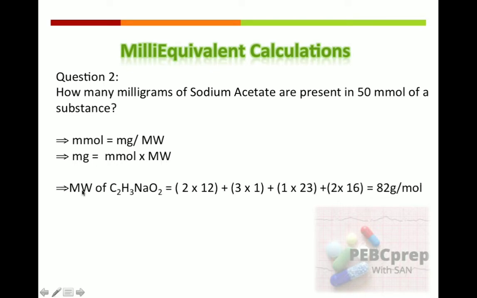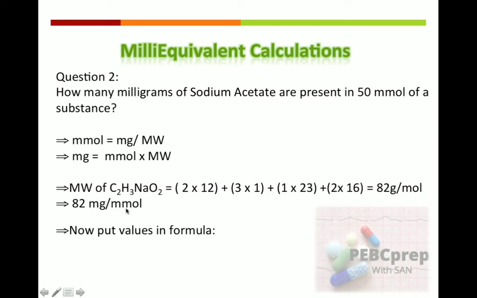Now the molecular weight of sodium acetate is: 2 atoms of carbon, so 2 multiplied by 12, 3 atoms of hydrogen, so 3 multiplied by 1, then 1 sodium, so 1 multiplied by 23, and oxygen is 16 with 2 atoms, so multiply by 2. When we solve all these, we get 82 grams per mole, or as we previously discussed, 82 milligrams per millimole.